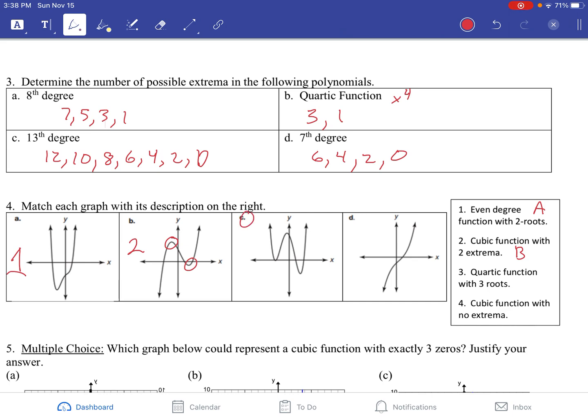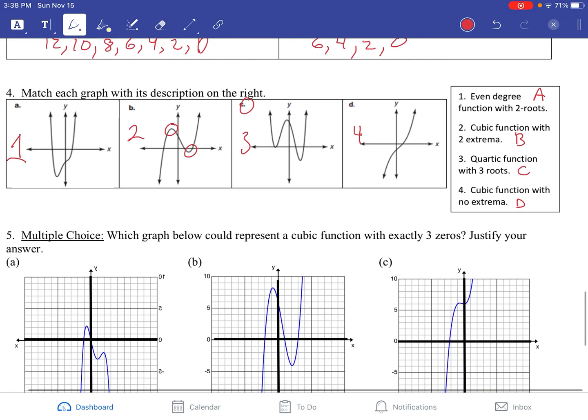It's going to be C. They're going to go in order, I'm sure. Look at this. The last one's going to be D. Cubic function with no extrema. There's no extrema in graph D.